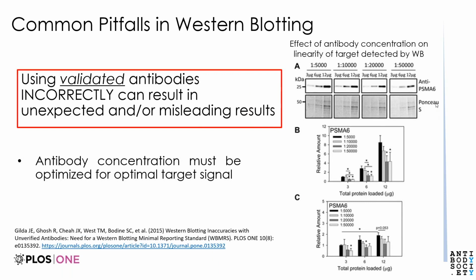For example, we're using one of our best antibodies in our lab, which is the proteasome subunit. And if we use that at 1 to 5,000 versus 1 to 50,000, that's a tenfold difference, we see different results, as you can see down here. So the antibody concentration must be optimized for the target itself. It's very important. So amount matters. Even using validated antibodies, you have to validate the amount of that antibody you need to use to get linearity.